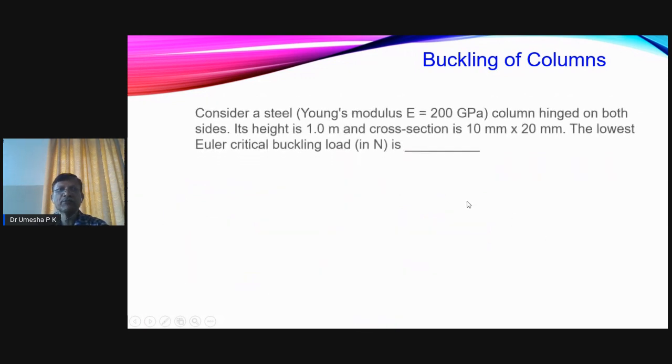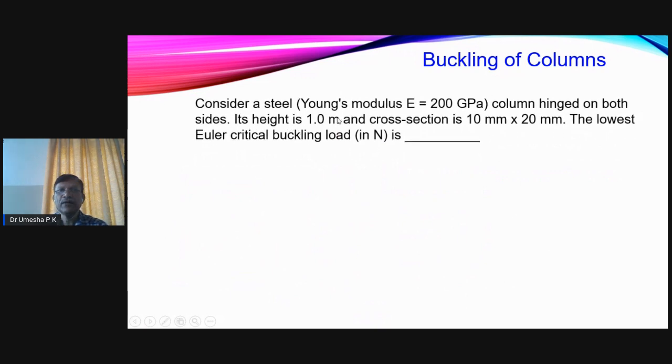So we'll take another example. Consider a steel column with Young's modulus E equal to 200 GPa, hinged at both ends, with a height equal to 1 meter and a cross section of 10 by 20 mm.